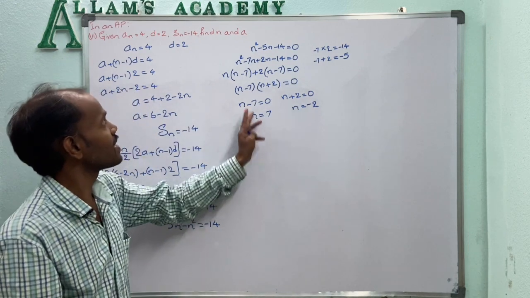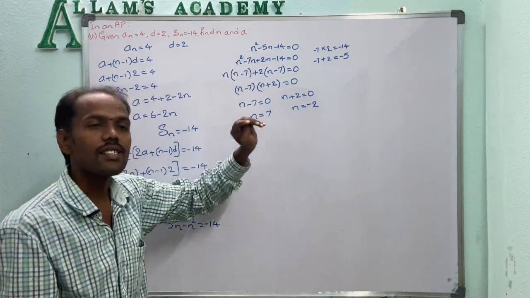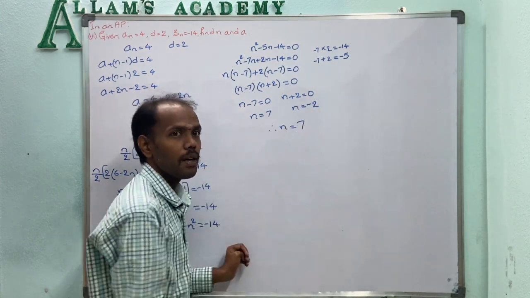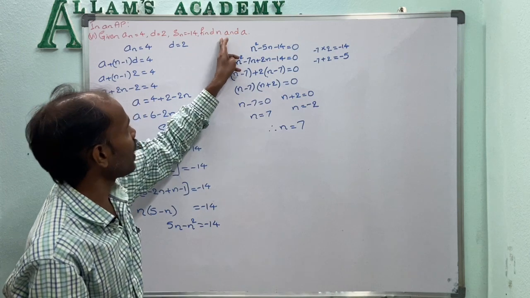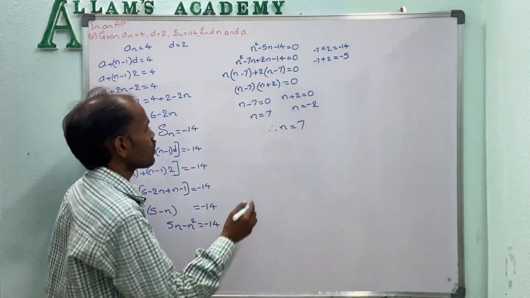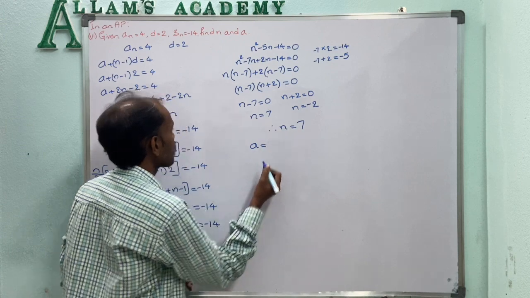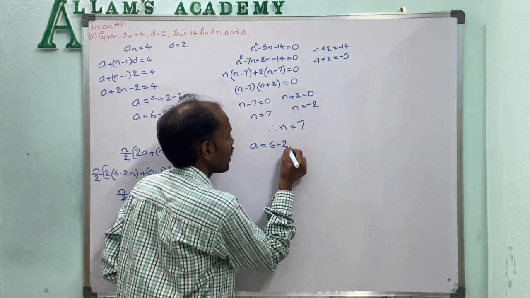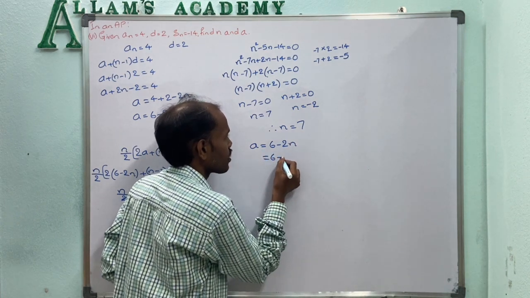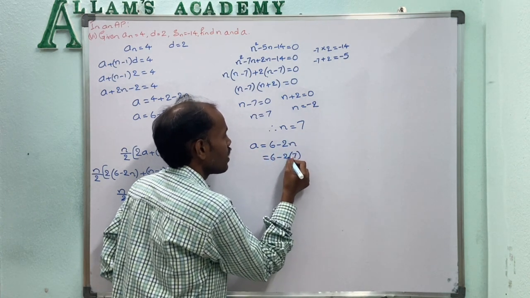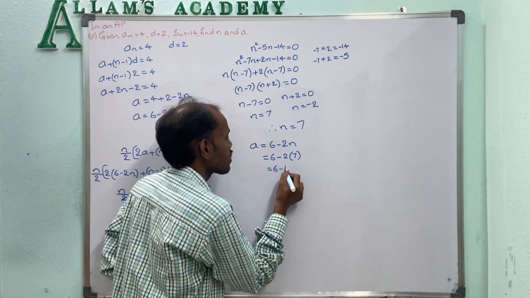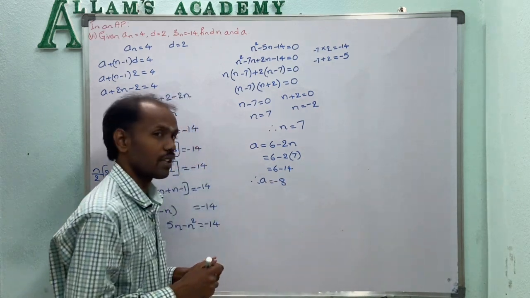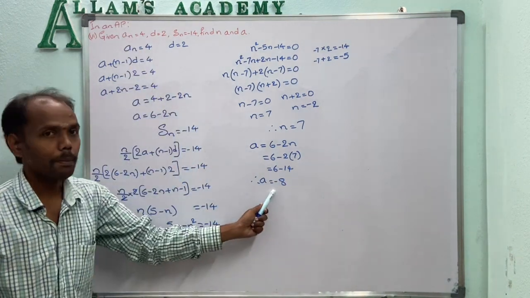Now here n is a term number. The term number is a positive whole number. So the n value is 7 only, not minus 2. Now we found the n value. Next we want to find the a value. So a is equal to 6 minus 2n, that is 6 minus 2 into n equal to 7. So 2 sevens are 14. 6 minus 14 is nothing but minus 8. So the first term of this AP is minus 8.